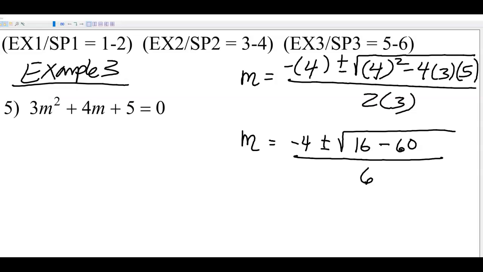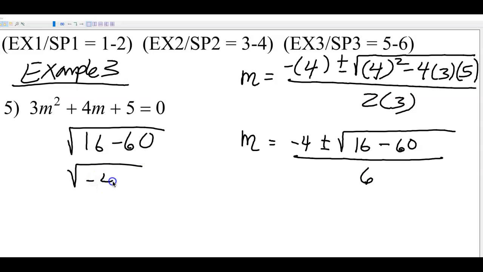All right, so guys, this is where things are going to get a little bit different. Here we go. So we have the square root of 16 minus 60. So first of all, what is 16 minus 60? Negative 44. Okay, now we have a square root of a negative number. So what's the first thing we do to deal with that? That's right, we get rid of the negative and we put an I in the front. After that, you're just going to do the square root like you normally would.